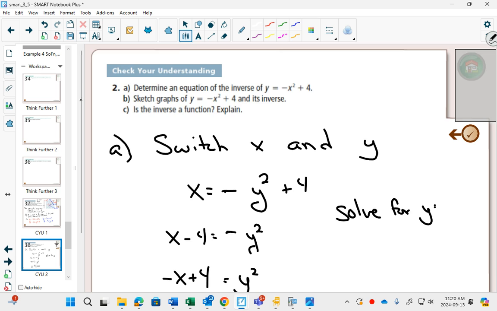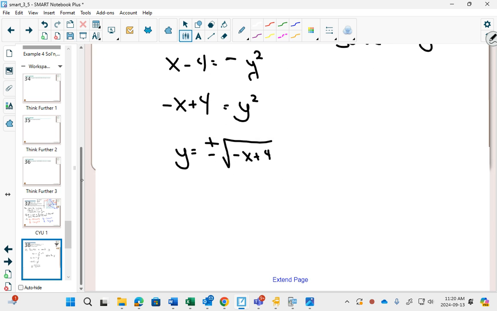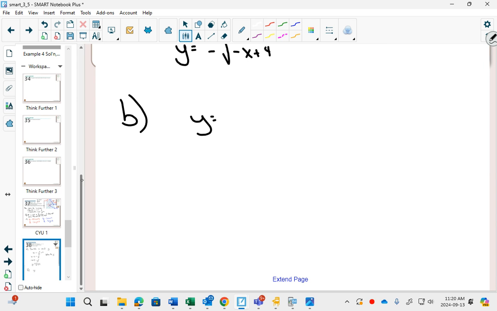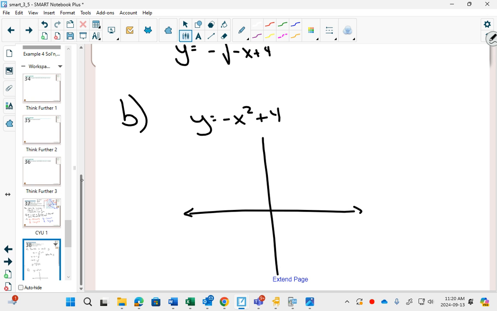Okay? Next, it says to sketch the graphs of y equals negative x squared plus 4 and the inverse. So I'm going to draw, take your parabola. Are you okay that this is a regular parabola with a vertical reflection and then a vertical translation? So you imagine your regular parabola, flip it down, move it up 4.